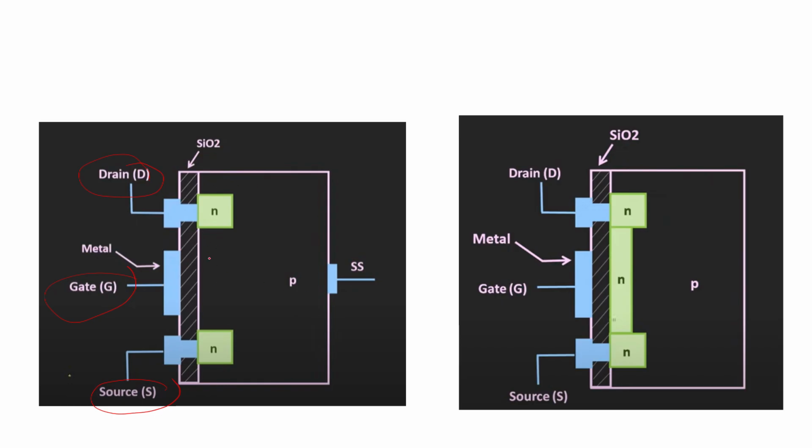And one difference is the channel. The channel is absent in the enhancement type, but the channel is present in the depletion type. The channel is absent because the voltage is not applied in the enhancement. When we apply voltage to the gate terminal, the channel will be created, but in the depletion type, the channel is already created. So this is the main difference between enhancement and depletion. The channel is absent, but it will be created when we apply the voltage to the gate terminal.